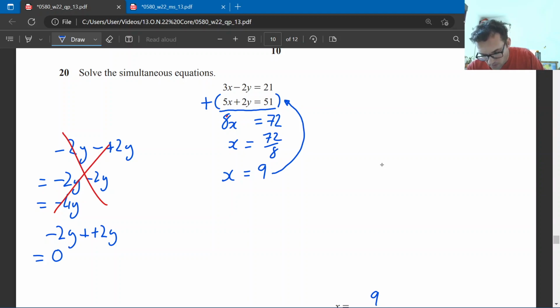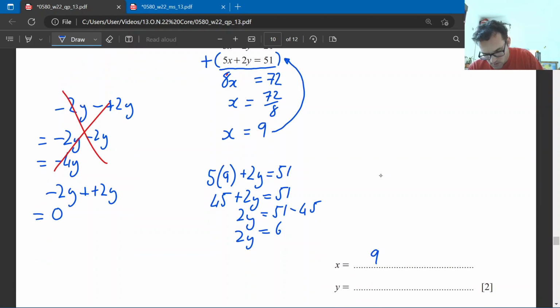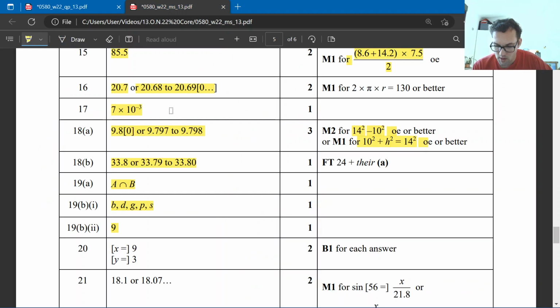So let's write that. So we got 5, instead of x, we put 9, plus 2y equals 51. Okay, 5 times 9 being 45. Subtract 45 from both sides. That will give us 2y equals 6. Last step. 6 divided by 2 is 3. There we go. x is 9, y is 3.